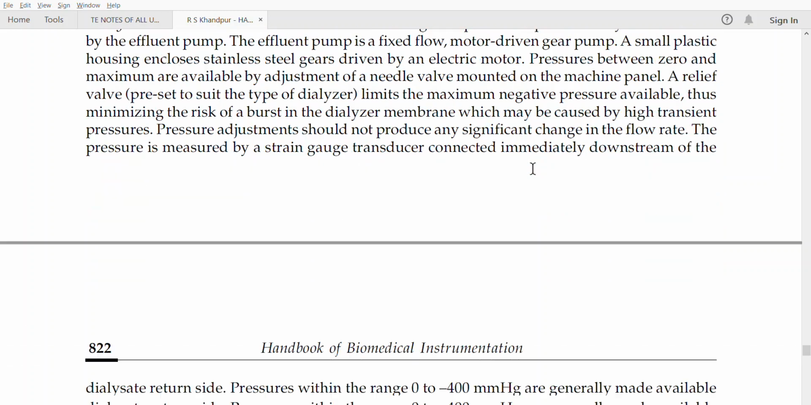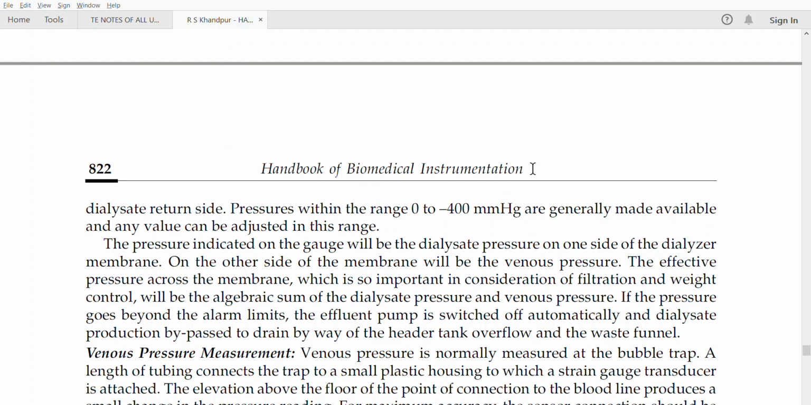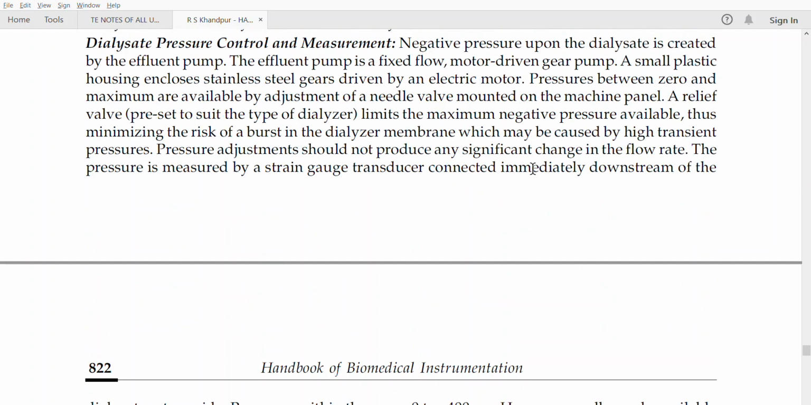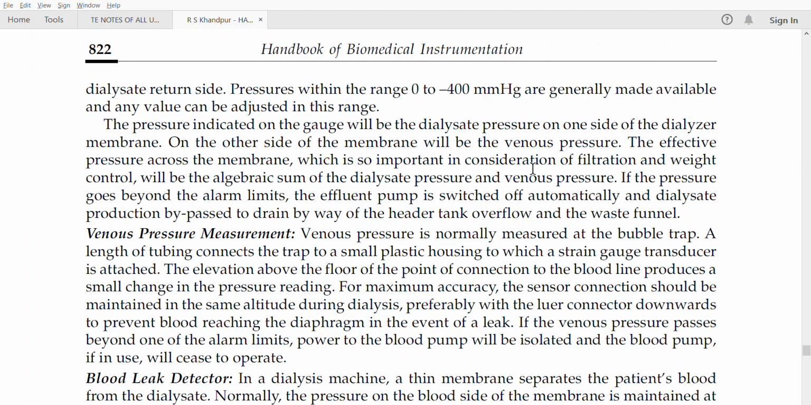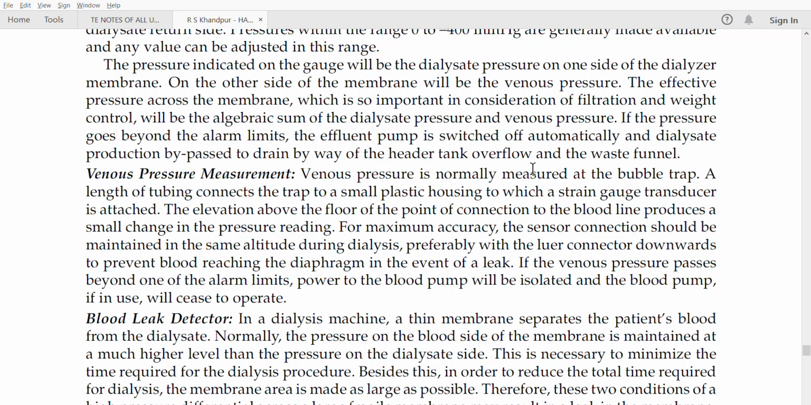The dialysate pressure control system is mainly to ensure that dialysate is pumped at a specific pressure, so that ultrafiltration is achieved properly. Okay, and venous pressure measurement is normally done with a bubble trap and a length of tube connecting a plastic housing to which a strain gauge transducer is attached, and the point of connection to the blood line produces a small pressure reading.